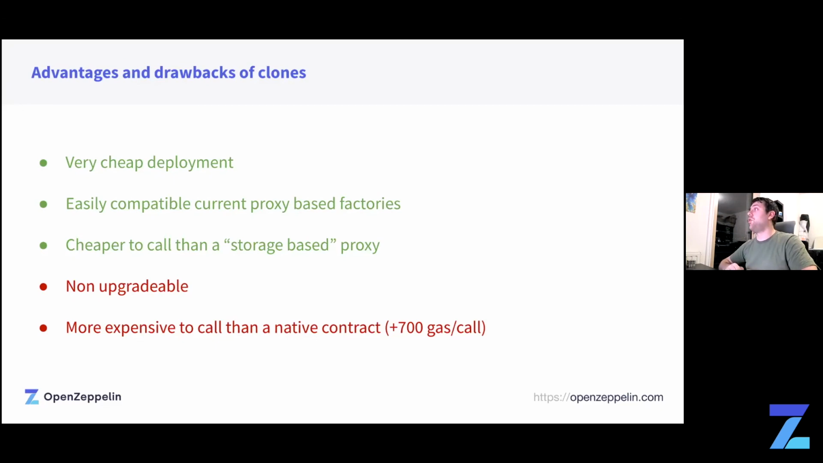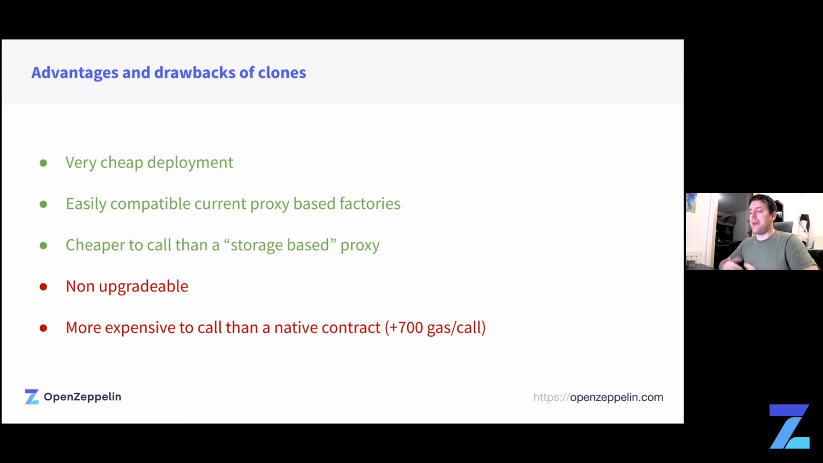And also clones, instead of proxies, save gas as well. I mean, not a lot, but a small amount of gas whenever you call the contract. And this amount of gas that is saved is going to increase with the Berlin network upgrade in April, that will make reading from storage more expensive.